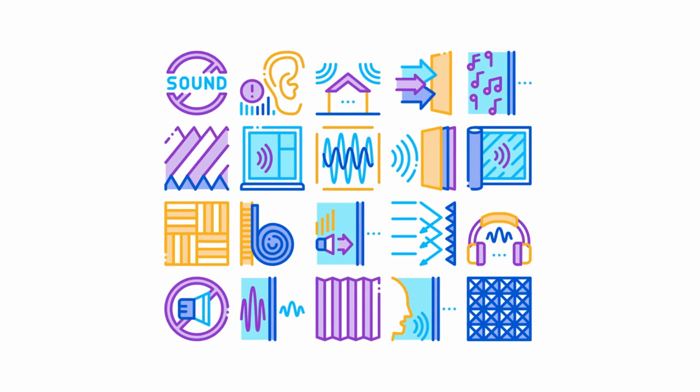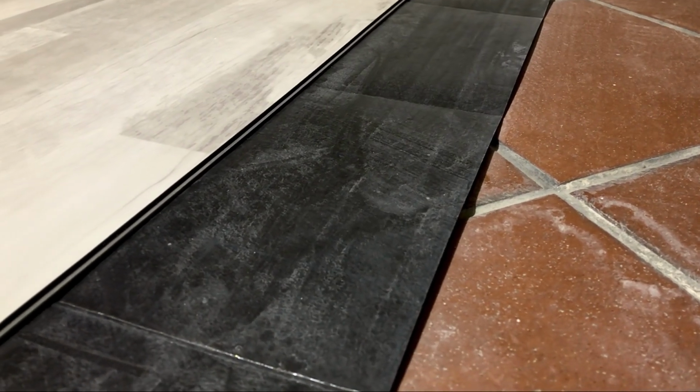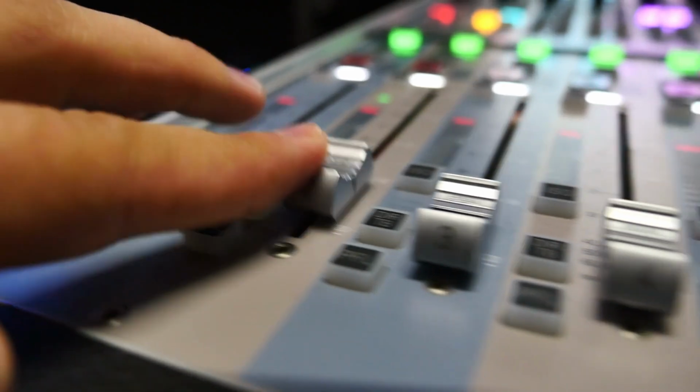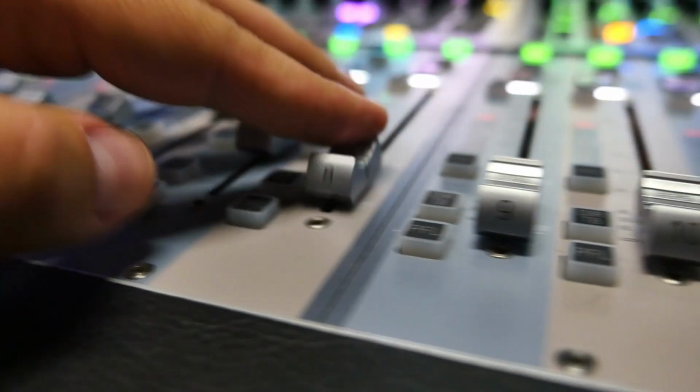This can be done by sealing gaps around doors and windows, adding weather stripping, and using heavy curtains or acoustic blankets. For more serious soundproofing, you may need to consider adding additional layers of drywall, insulating walls, or installing a floating floor. Another strategy for managing noise is to schedule your recording sessions during quieter times of the day.